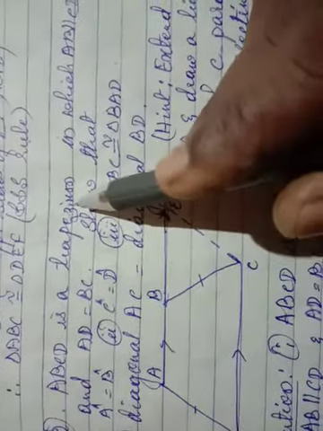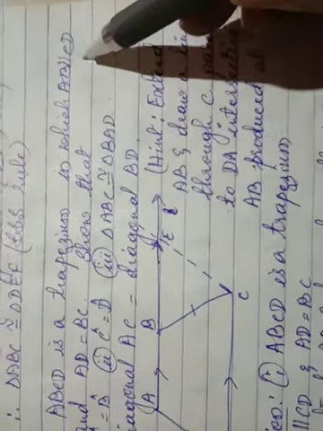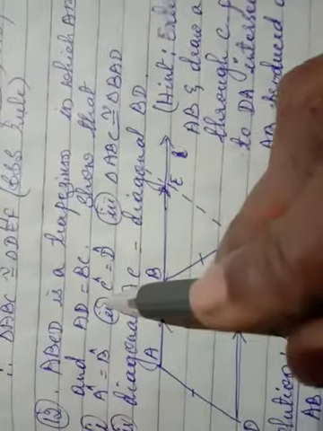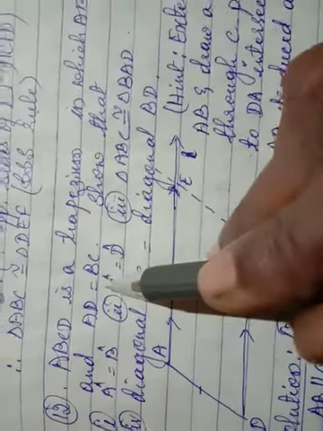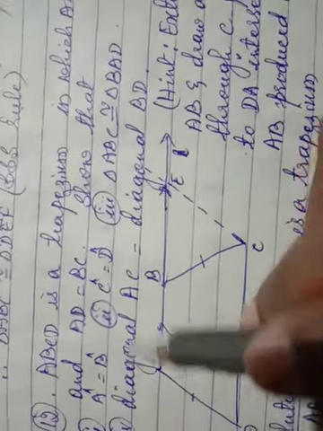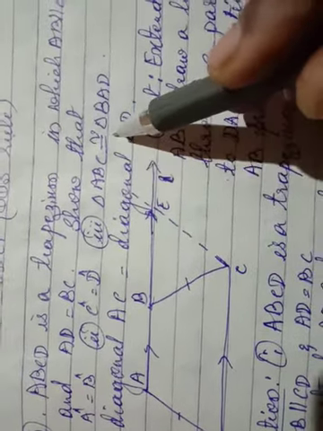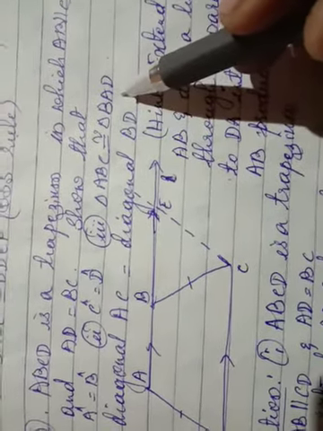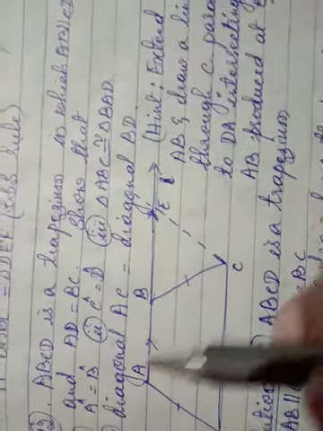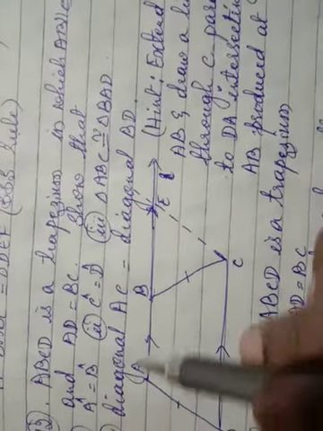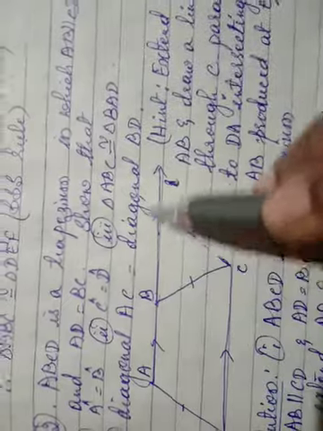ABCD is a trapezium in which AB is parallel to CD and AD is equal to BC. Show that angle A is equal to angle B and angle C is equal to angle D. Third, triangle ABC is congruent to triangle BAD. Then diagonal AC is equal to diagonal BD.